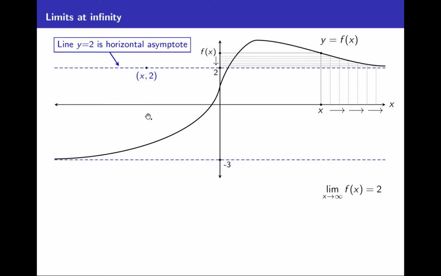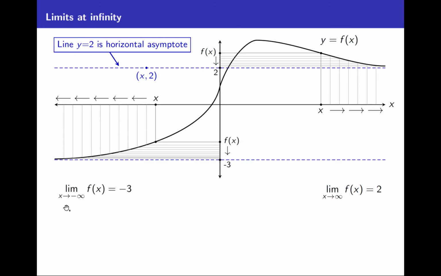Let's also look at what happens if x approaches minus infinity. Take a negative value of x and look at f of x. And now let x get bigger and bigger in the negative direction. Let it approach negative infinity, and look at what happens to f of x. As x approaches negative infinity, f of x is getting closer and closer to negative 3. As x moves off to negative infinity, f of x approaches minus 3. And we write that as the limit as x approaches negative infinity of f of x equals minus 3.